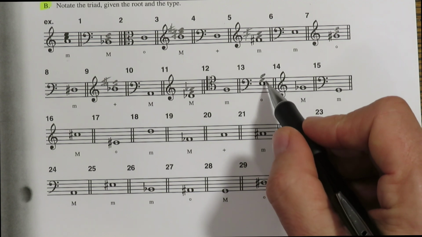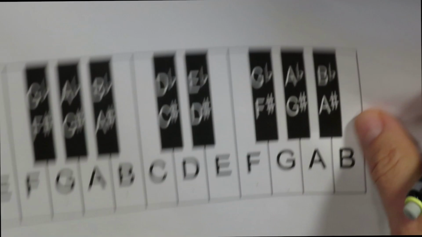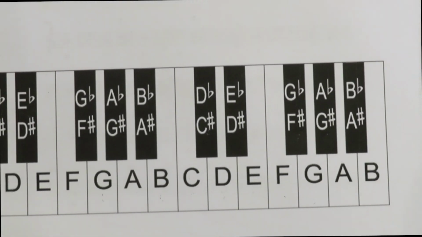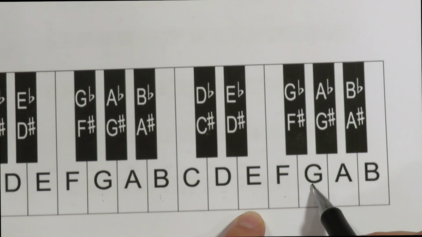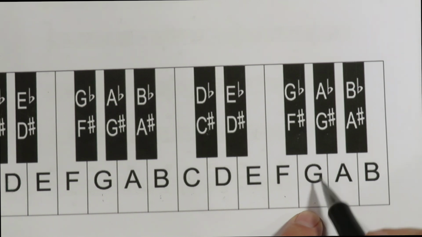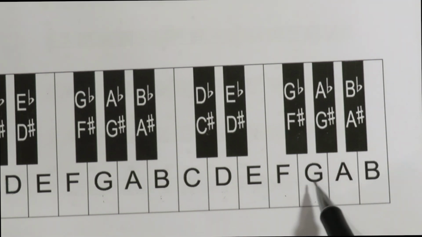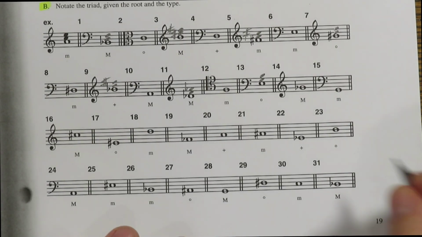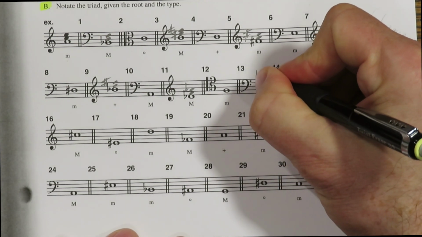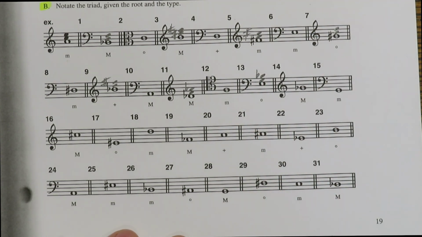So E to G is a minor third, right? 1, 2, 3 half steps. So now we want another minor third because it's diminished. So we're going to go up 1, 2, 3 half steps to B flat. So you have E, G, B flat. So we'll add that there.